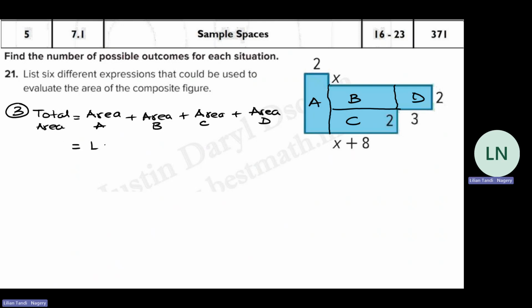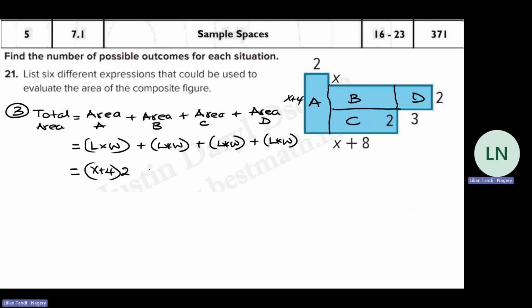Area A, length times width. Area B, length times width. Area C, length times width. Area D, length times width. After I find all the areas, I will add. What is the length of this part? So we know that this is x plus 4. So that will be x plus 4 times 2 plus area B.